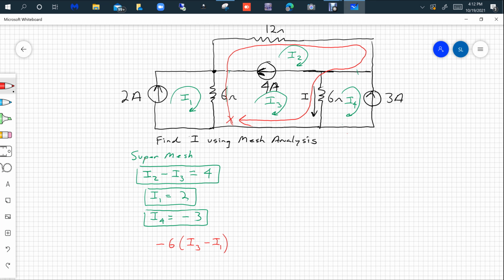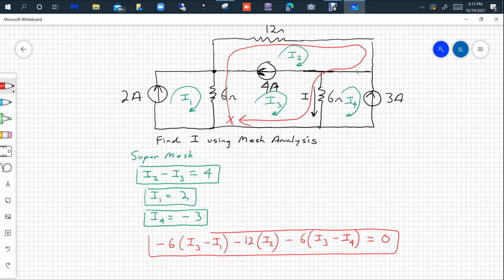And then I see the 12 up there. I say minus 12. And the only current that goes through that is I2. And then I see a minus 6. Then I stop and think, what currents have gone through that? Well, the lead current is I3 minus I4 equals 0. Now, I'm not going through the algebra here, but there's your 4 equations with 4 unknowns.